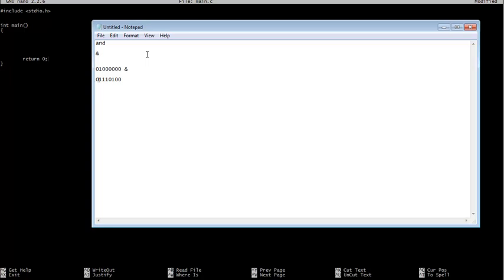How AND works is there has to be a digit in both positions. There can't be just one, there has to be two. So our result is, boom. If we AND together 64 and 120, we get 64.